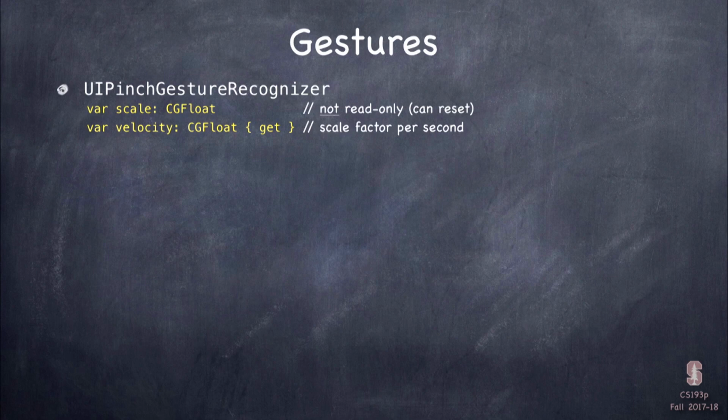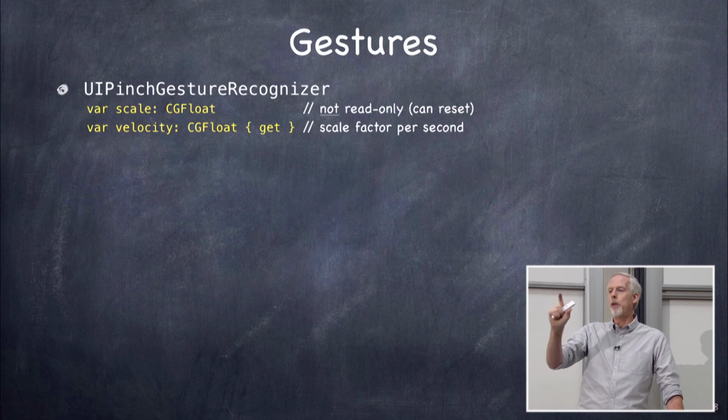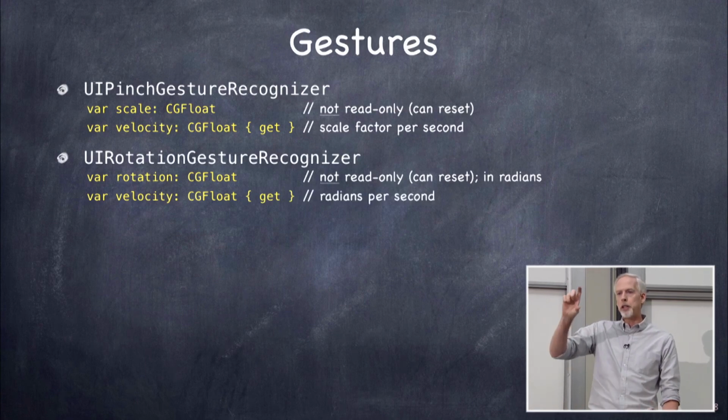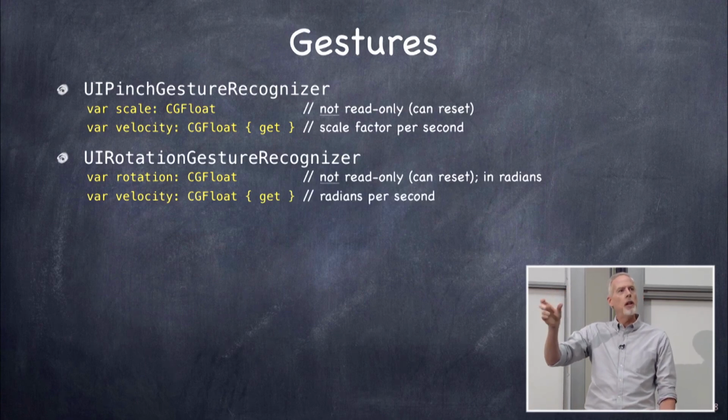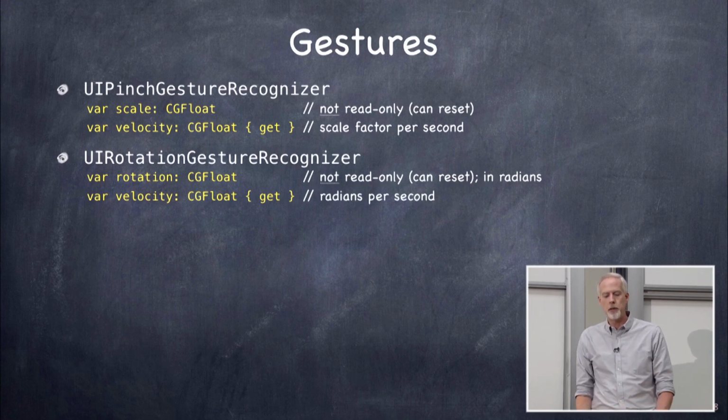Okay? So if I start here with a pinch and I go twice as wide, well, that's scale 2.0. If I start here and go half as wide, it's 0.5. And there's also velocity for that one. There's rotation gesture, which is like turning a knob, a two-finger gesture. And in radians, it'll tell you how much the knob has been turned.